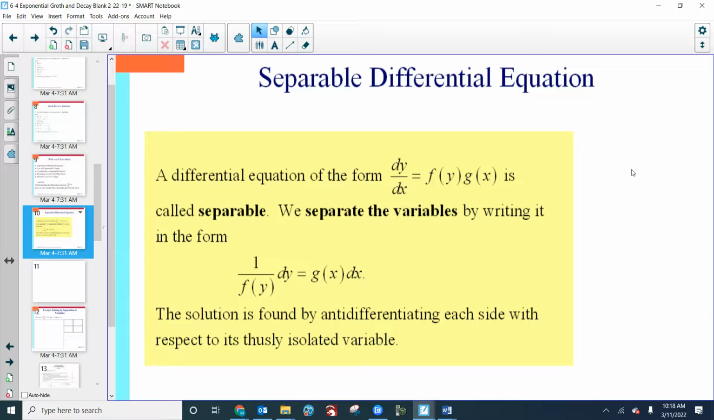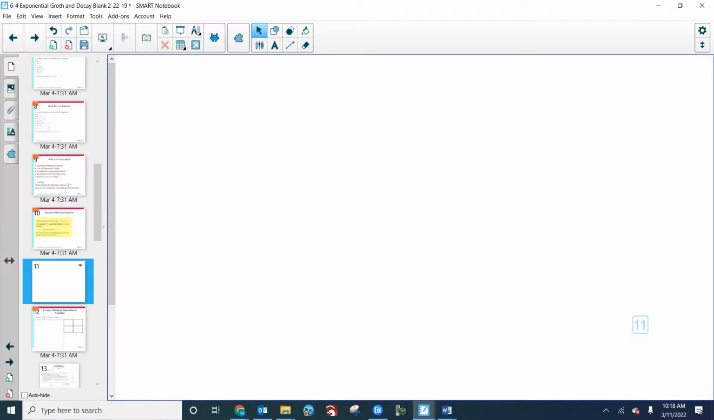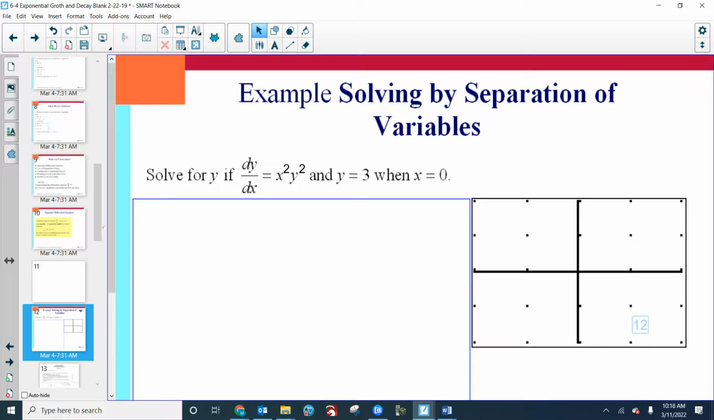All right. dy dx equals x squared, y equals 3 when x is 0. We're going to hold off on the slope field for now. Let's go ahead and solve this separable differential equation. And I'm going to give you steps to solve these every single time.